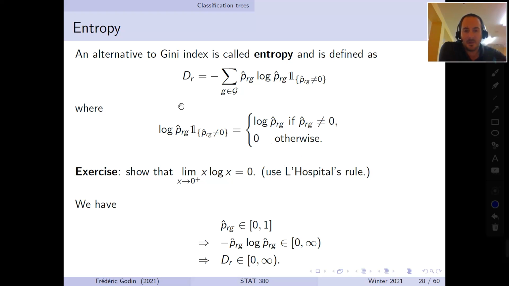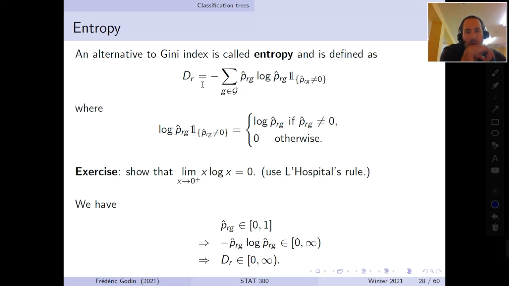The rationale for this equation is the following. It's possible to show that when x tends to 0, x log x converges to 0, so having this limit of 0 makes sense. If you want to verify that, please try it. You have to use L'Hôpital's rule, or in French, la règle de l'hôpital, to solve this limit.